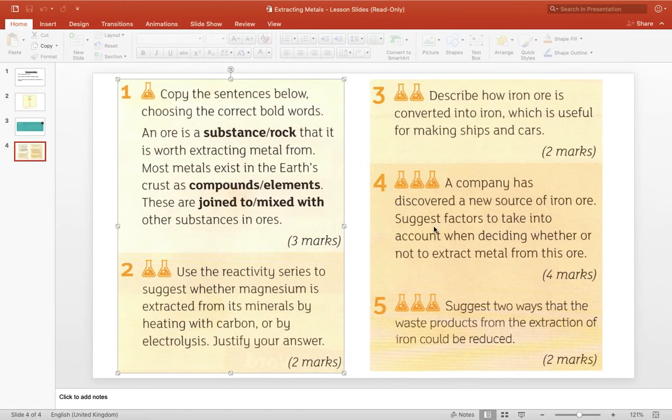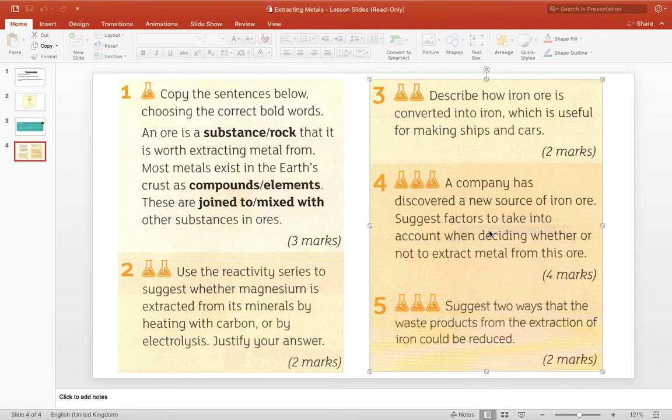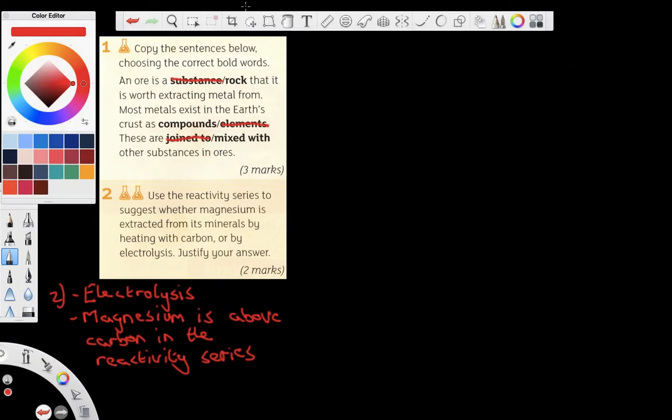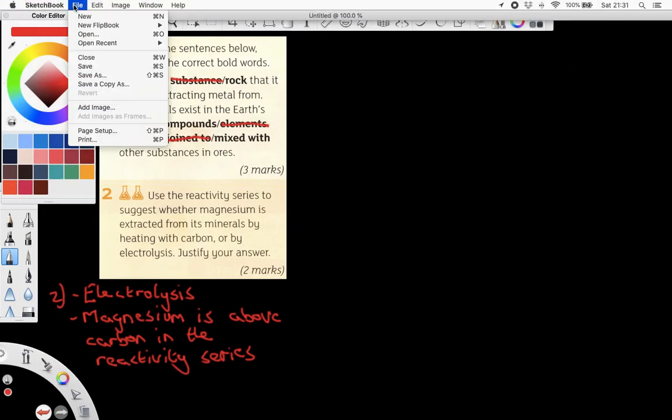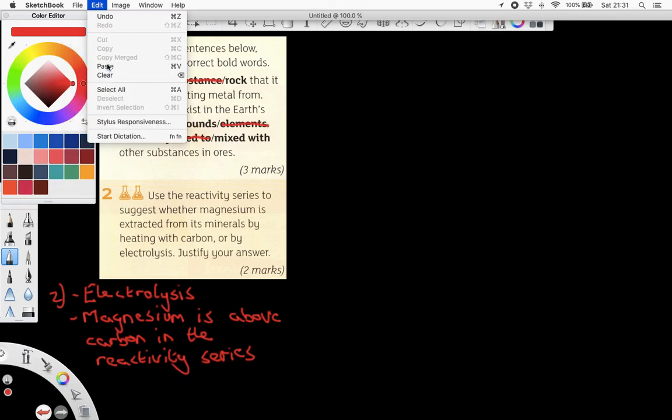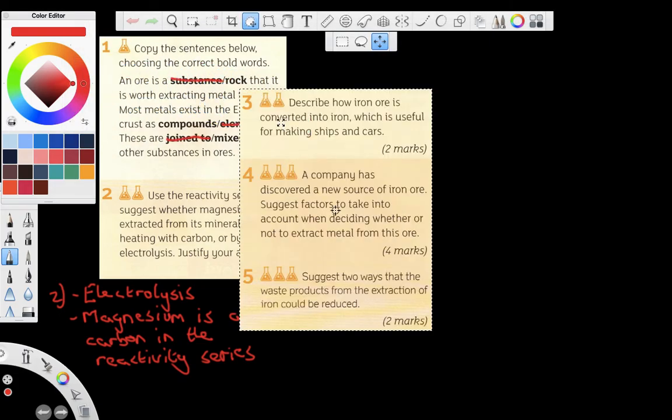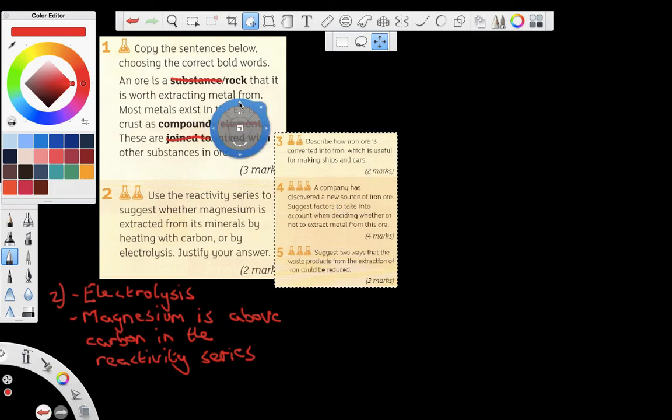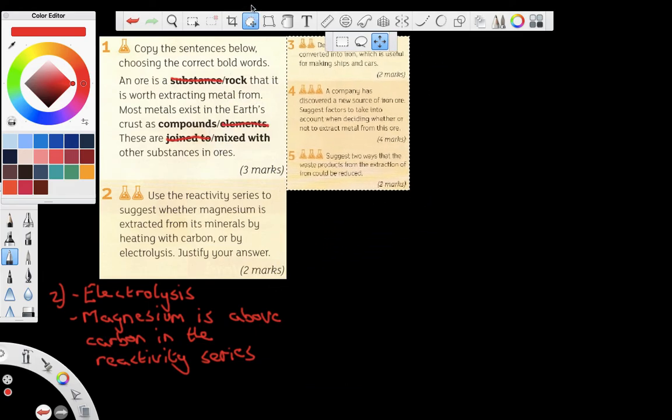Let's have a look at questions 3, 4 and 5. Paste them over here. Make them a bit small. In fact, I might just put them next to these ones, but we don't need them that big, so I need all the room I can get. So, question 3 says, describe how iron ore is converted into iron, which is useful for making ships and cars.